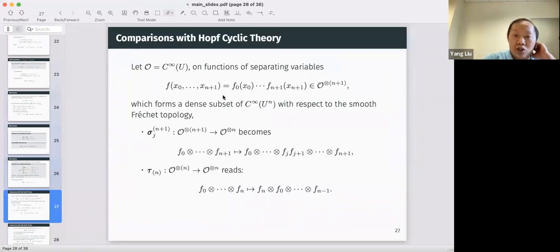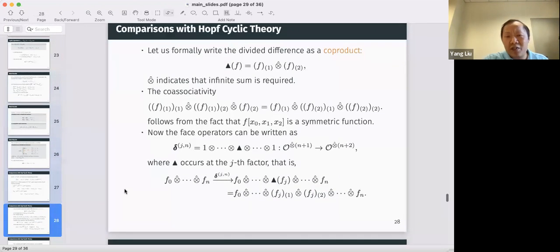Once you specialize the symbols to a special class, like separating variables, meaning that they are this algebraic tensor product, and you look at all those maps I defined before, like the degeneracy map and the cyclic map, they agree with what happens in the cyclic theory for an algebra. What's different is the face map, which goes up and increases the number of arguments by one. Because of the divided difference, if you have a function of one argument, then the divided difference is a function of two arguments. It's as if you have a coproduct operator behind. The difference is that this is the Sweedler notation, but for most functions, you don't have a finite sum.